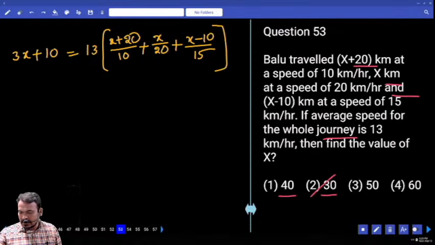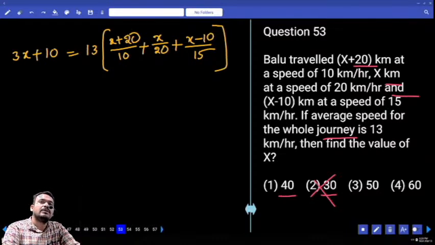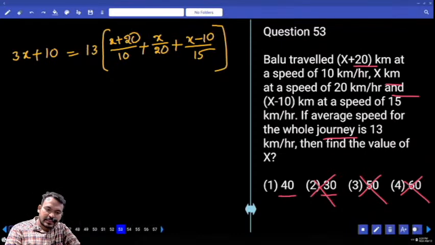No. Next, third option, 50. 3 into 50, 150 plus 10, 160. It is divisible by 13? No. Fourth option, 60. 60 into 3, 180 plus 10, 190. It is divisible by 13? No. Then the answer, x value must be 40, or not?